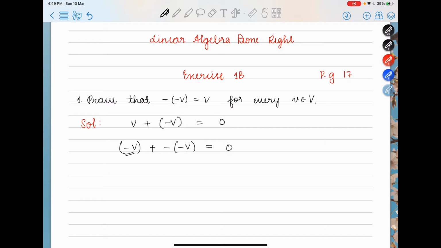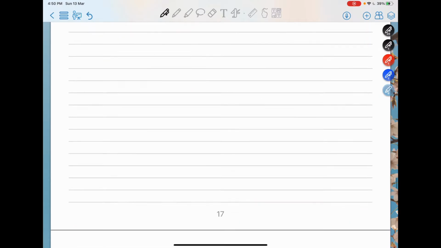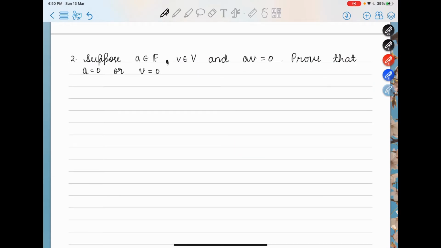So this implies that both v and minus of minus v are additive inverses of minus v. So by the uniqueness of inverses, we can say that v equals minus of minus v. Moving on to the second question.